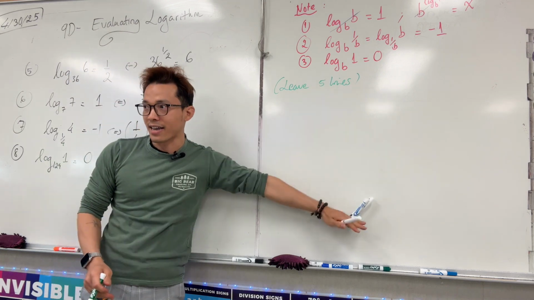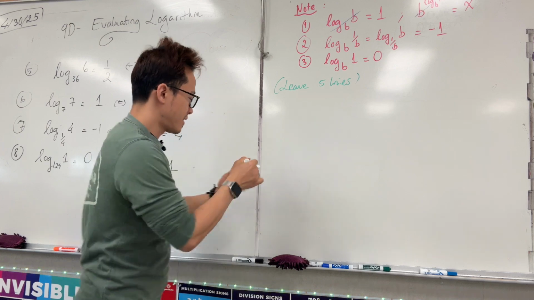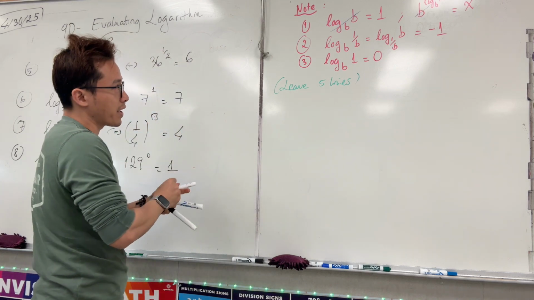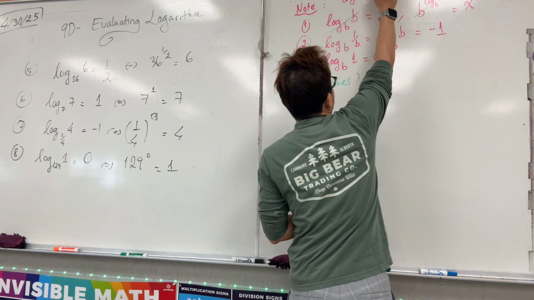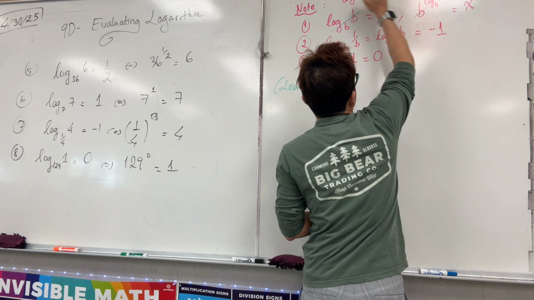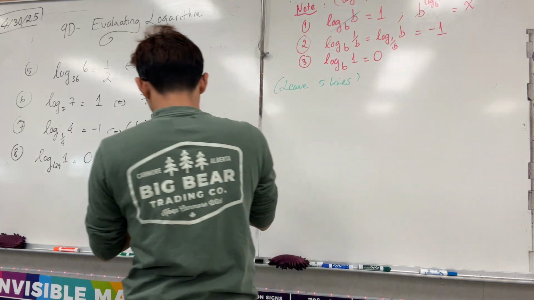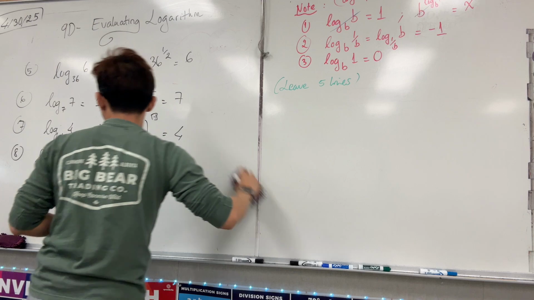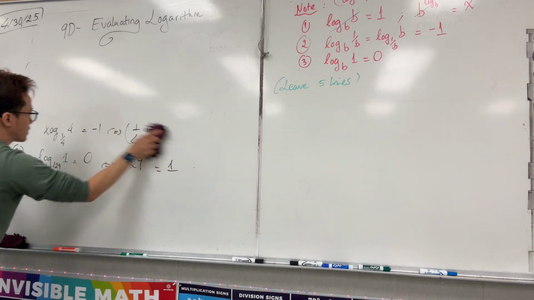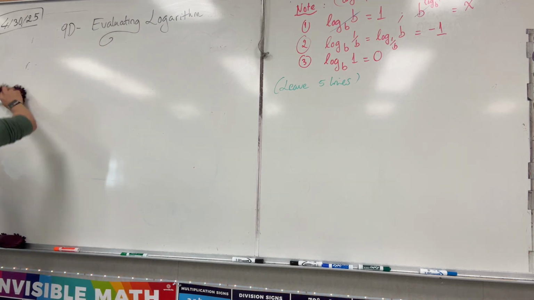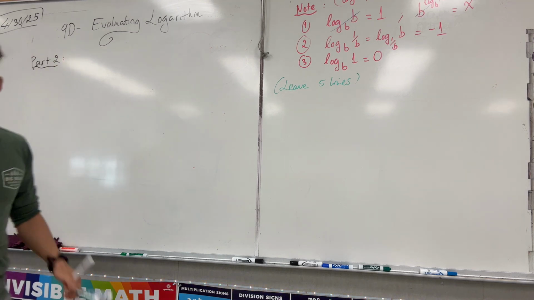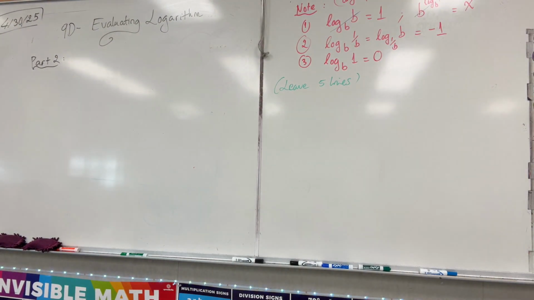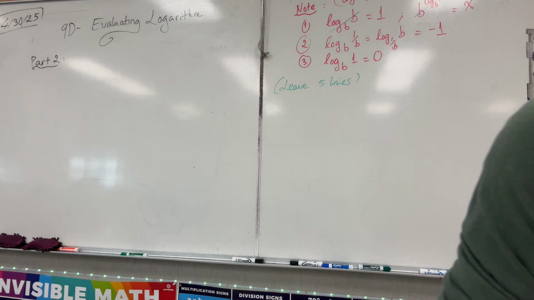Leave five lines. Don't write down, okay? Because we're gonna update the note right here, the property. So this is the log property. Okay. So then I'm gonna write over here. Part 2. Oh, we actually can do both.